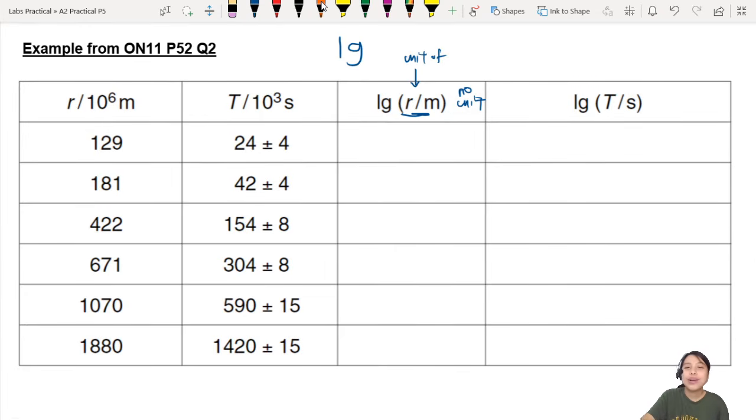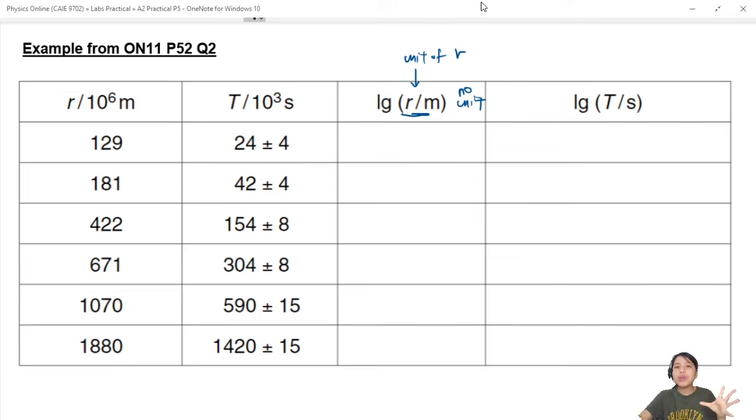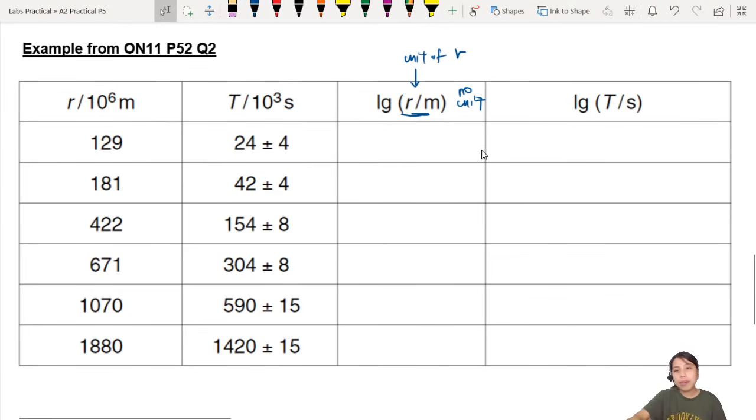Okay, the unit of R lah, that you need to use for calculation. But the log itself, no unit. You see they didn't write unit outside, right? Okay. So if you write unit, make sure you put the slash inside the bracket. Okay, unit put inside there. Okay, let's do the first calculation.